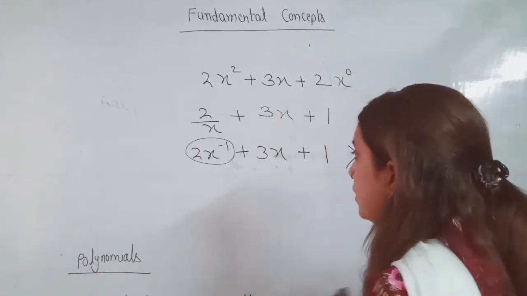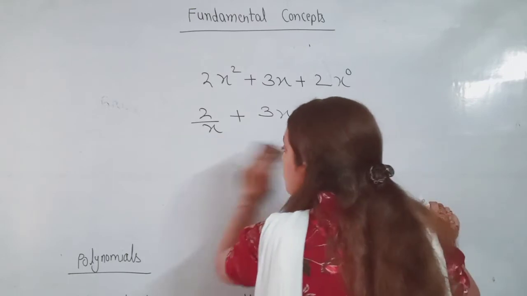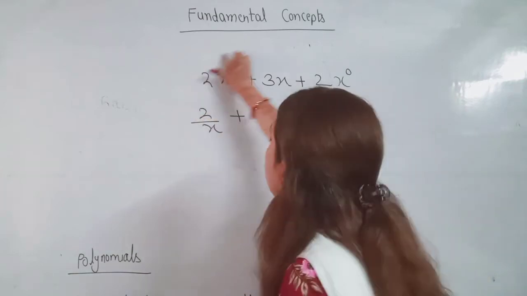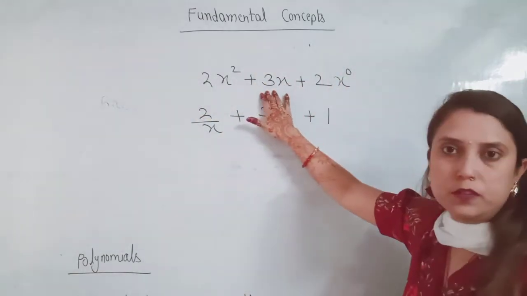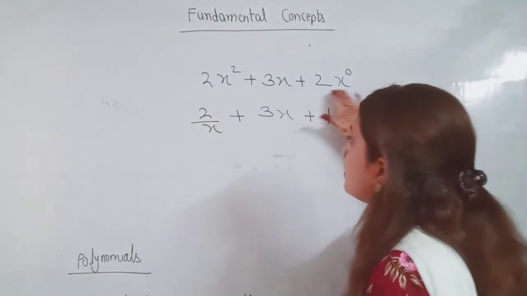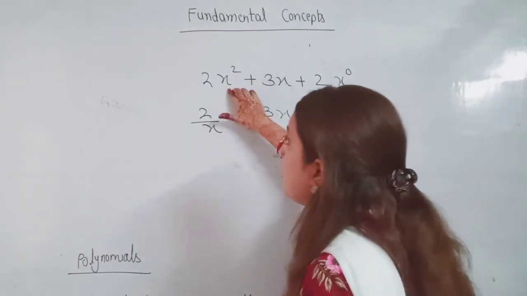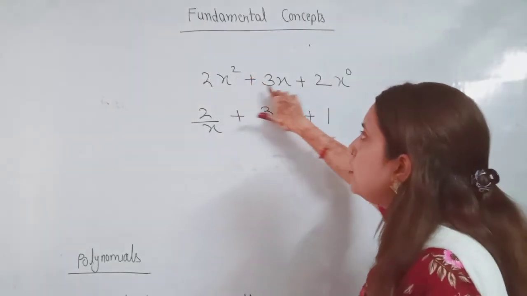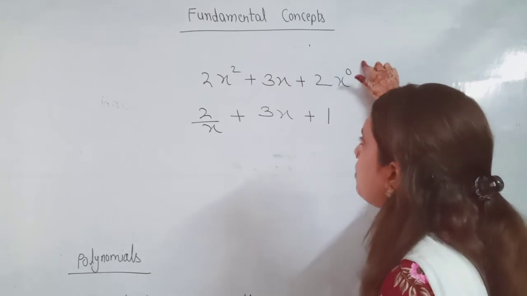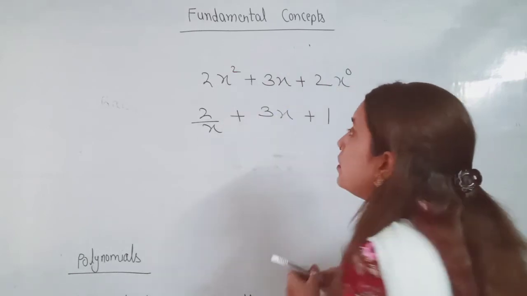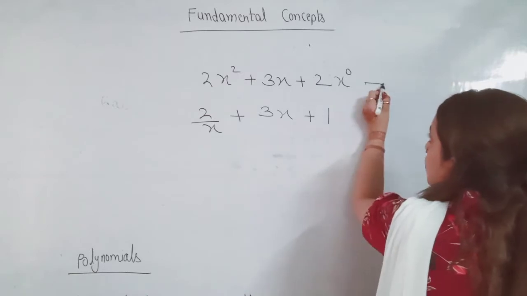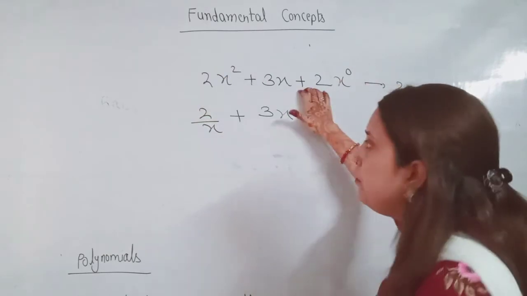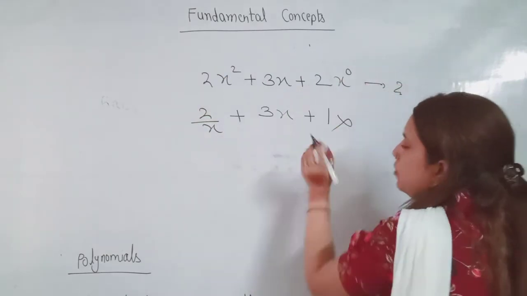Now, how to check the degree of the polynomial? The highest degree of the expression is called the degree of the polynomial. In this expression, what is the highest degree of the variable? Always we check the degree of the variable. X raised to the power 2, x raised to the power 1, x raised to the power 0. So the highest degree of the variable is 2, so the degree of this polynomial will be 2. This is not a form of polynomial.